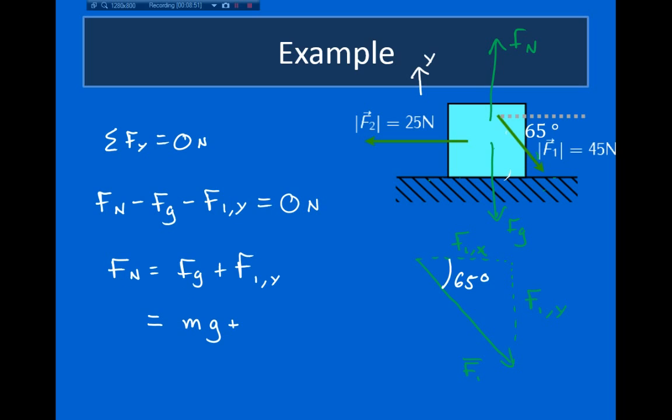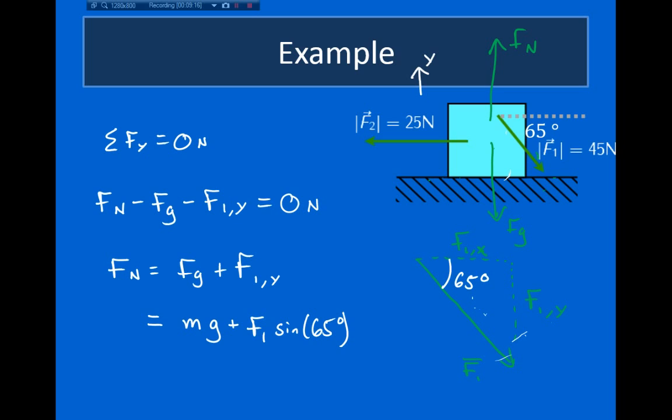So looking at this triangle, we can see that the y component of F1 is opposite the angle 65 degrees. So sine of 65 degrees is the y component of F1 divided by F1. So the y component of F1 is F1 sine of 65 degrees.